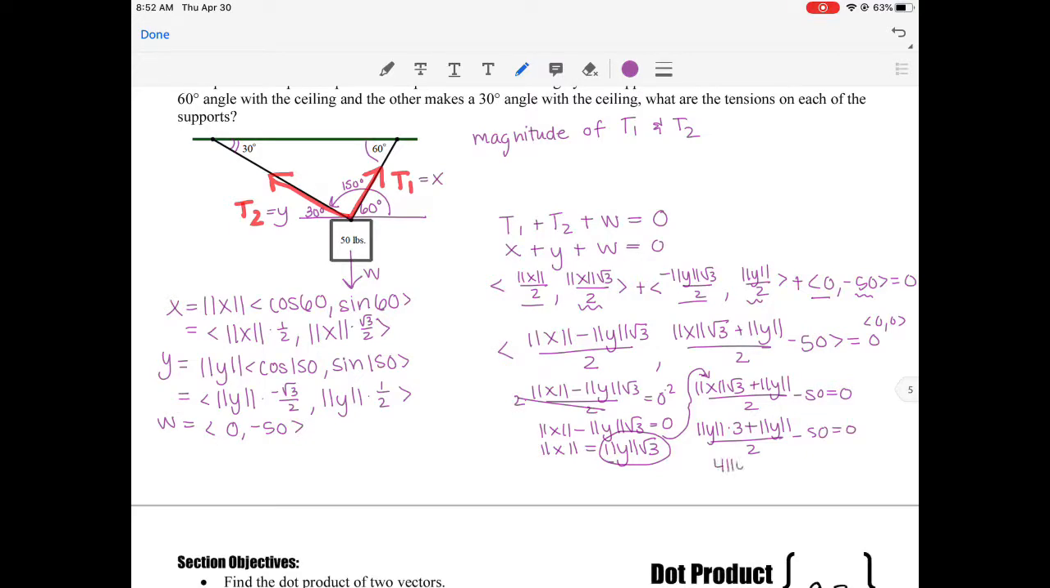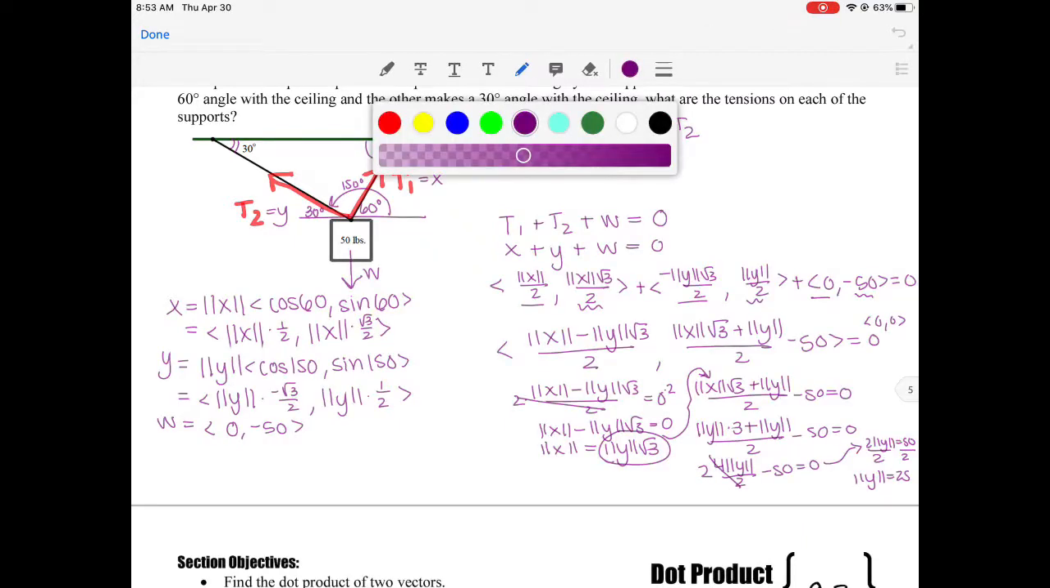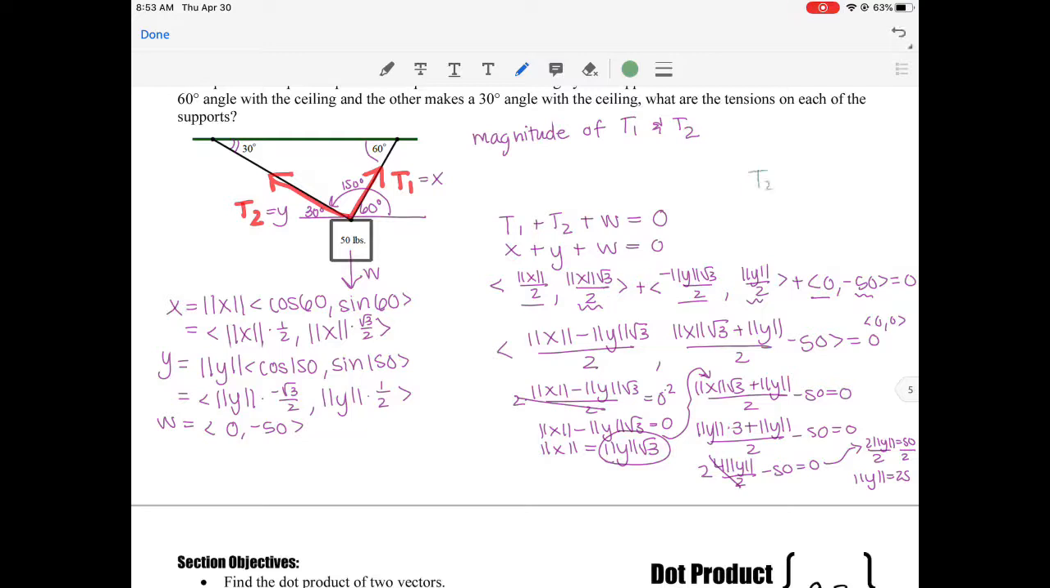So we'd have 4 magnitude of y over 2. That just gives you 2 magnitude of y minus 50 equals 0. I'm going to add 50 to the other side, so running out of room here, sorry. 2 magnitudes of y equals 50. Divide by 2, the magnitude of y equals 25. So we know this tension 2 is equal to 25.